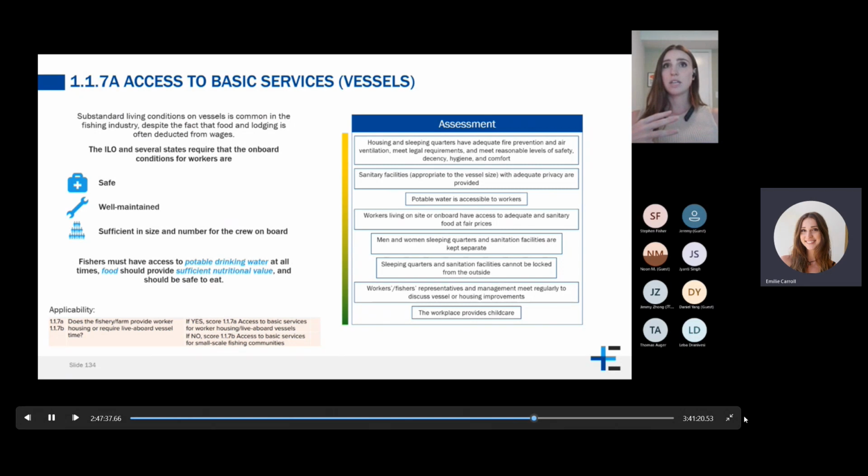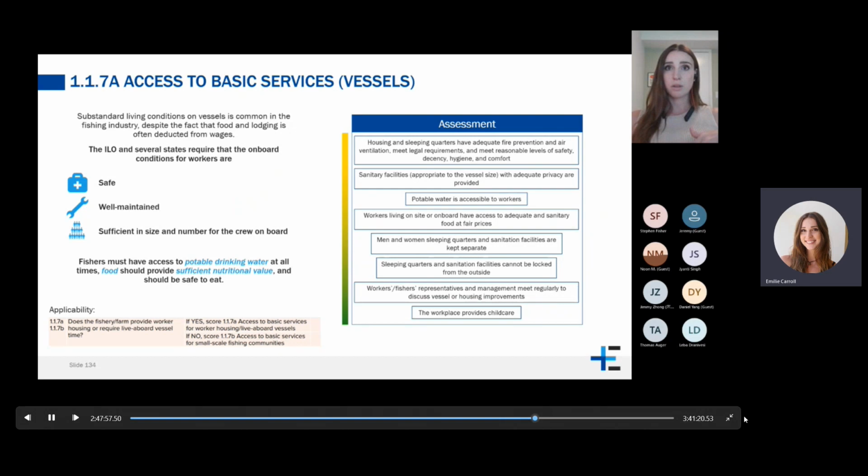And then as you get into the green level indicators, it's a higher level of decency and privacy. So things like making sure that men and women have separate sleeping quarters and facilities, adding that level of comfort and privacy. And making sure as well that sleeping quarters and sanitation facilities are not locked from the outside.